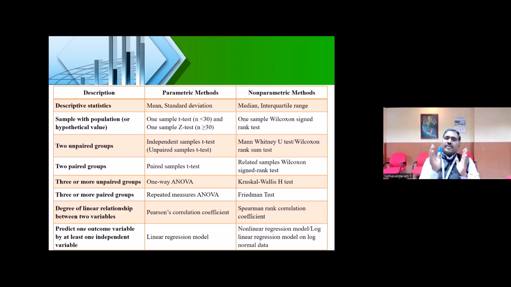Similarly, if you want to find the relationship between two variables, you can use a correlation coefficient. For non-parametric, you can use rank correlations. And if you want to deal with one dependent variable and one or many independent variables, you can go for linear regression or non-linear regression, or multiple regression analysis.